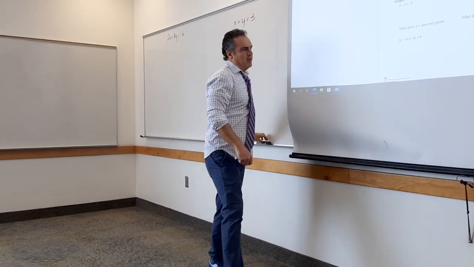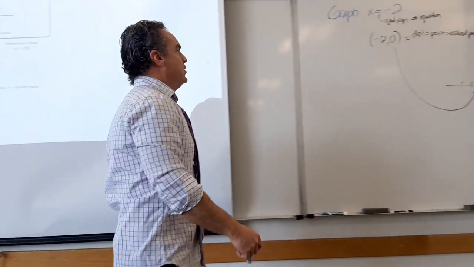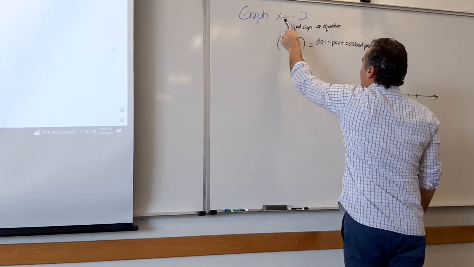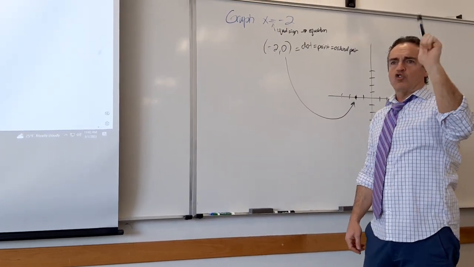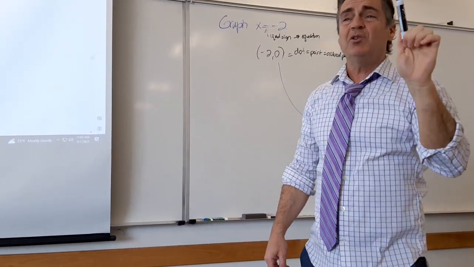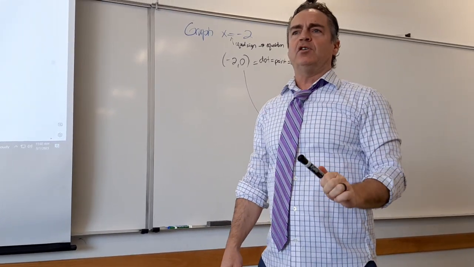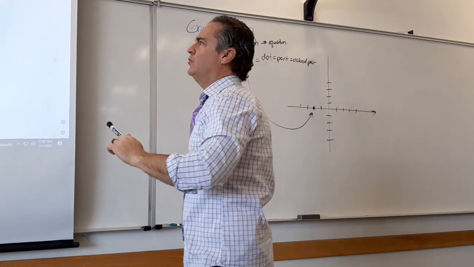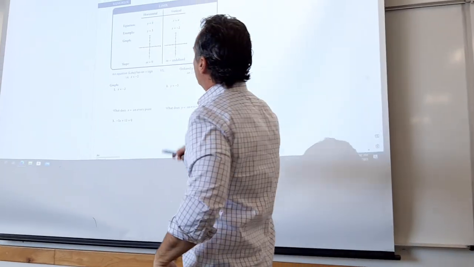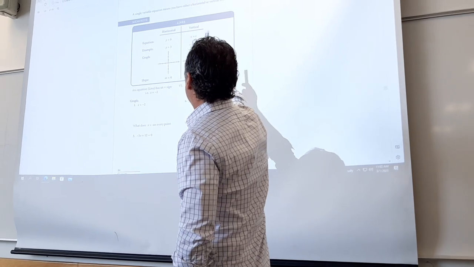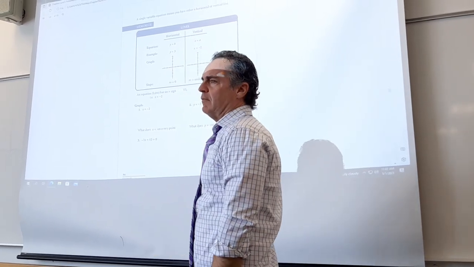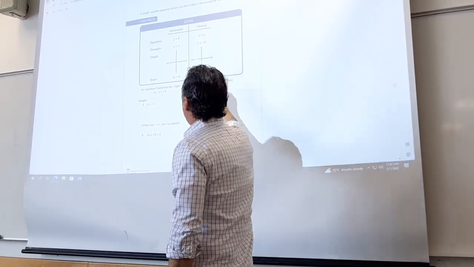Now, come over to this board. How many variables in that equation right there? One. Only one. And whenever there's only one variable in an equation, you have either a horizontal or a vertical line. Look up at the top. A single variable equation means you have either a horizontal or vertical line. Every time.